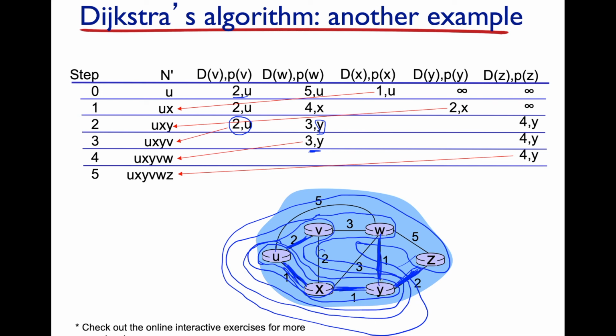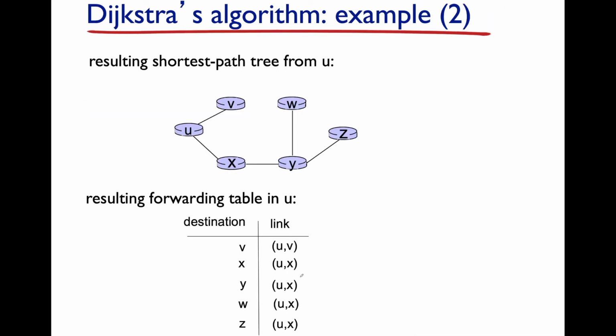So these links are the set of links on the shortest path. And we take all of those results here to form our so-called shortest path tree. And now we have a shortest path to get from u to any other node in the network.